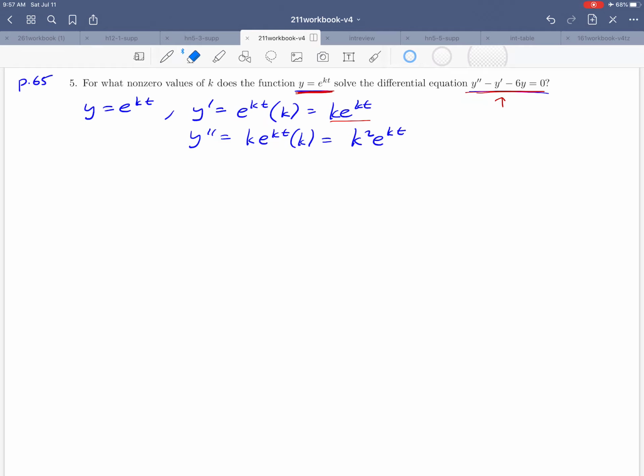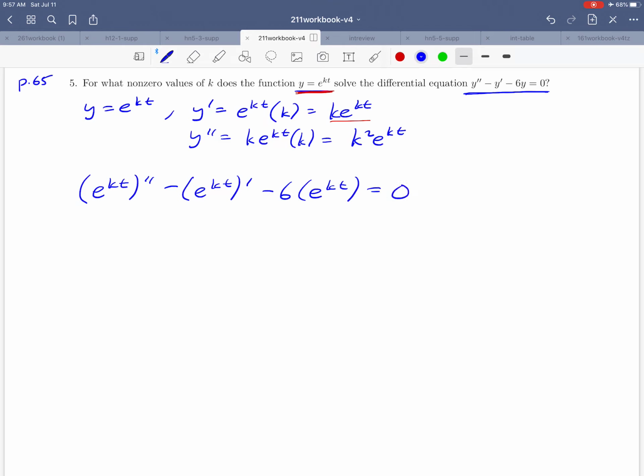Now let's investigate the question of when we get a solution to this differential equation. We would get a solution when substituting y equals e to the kt into this formula would make it a true statement. So let's do that. Everywhere we see a y, we'll put an e to the kt. And the question is, what values of k make that a true statement? We're trying to solve for k here.